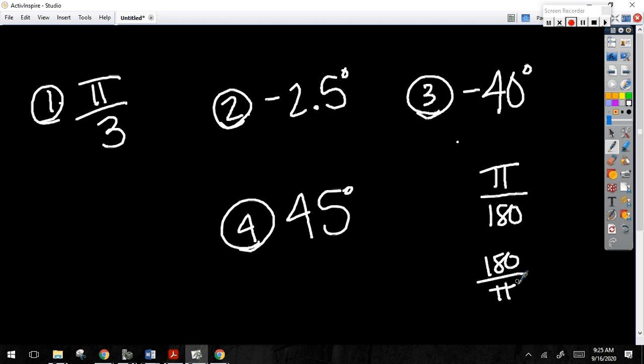This is on your unit circle, right? Pi over 3 is at what degree mark? 60. So unfortunately for y'all, you're going to have to be very, very fast on your feet with the unit circle. You might not have degrees on here. But it's 30, 45, 60, 90.